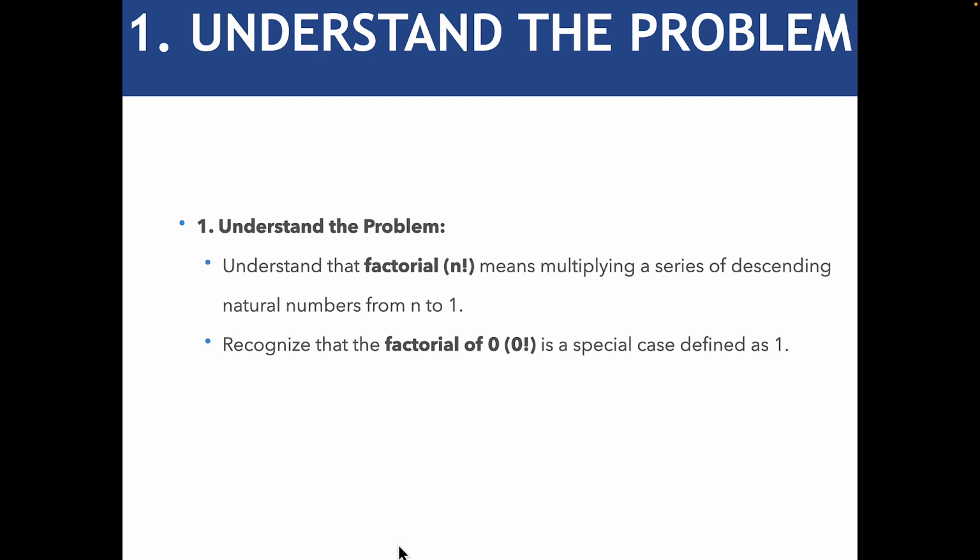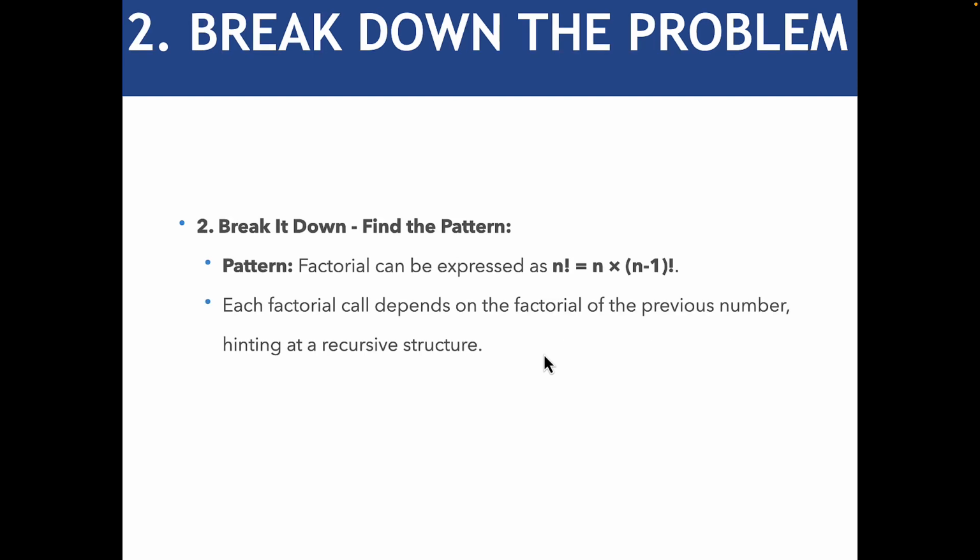Now, first of all, the first step is to understand the problem. I want to calculate the factorial of n, meaning multiplying a series of descending natural numbers from n to 1, and recognize that the factorial of 0 is equal to 1. These are the first two things that we need to understand. Now, if I understand this, I'm going to break down the problem. First of all, find the pattern. So the factorial can be expressed as n multiplied by (n minus 1) factorial. This is the key of the solution. If you are not able to identify this pattern, you cannot implement recursion.